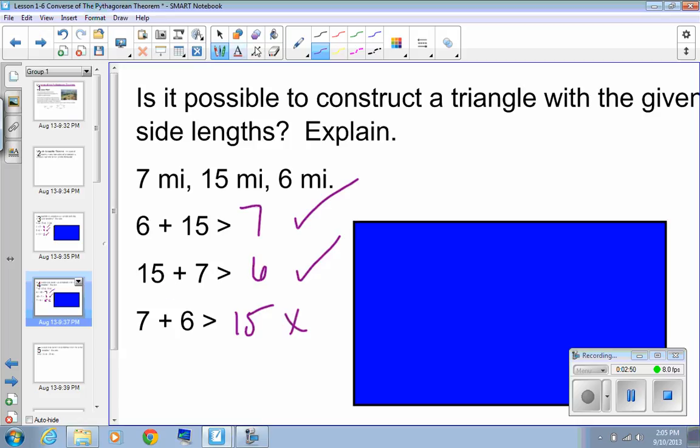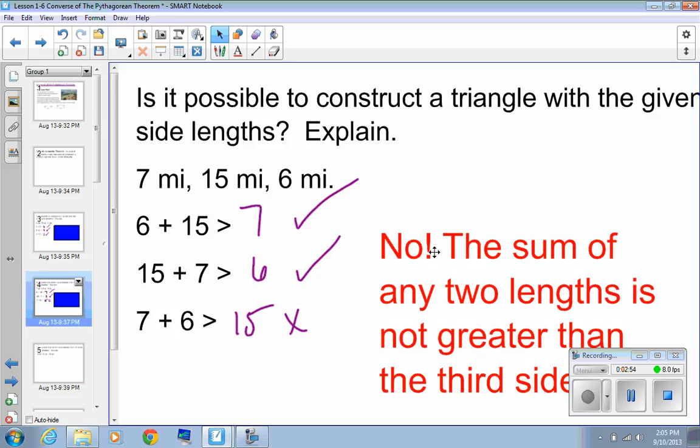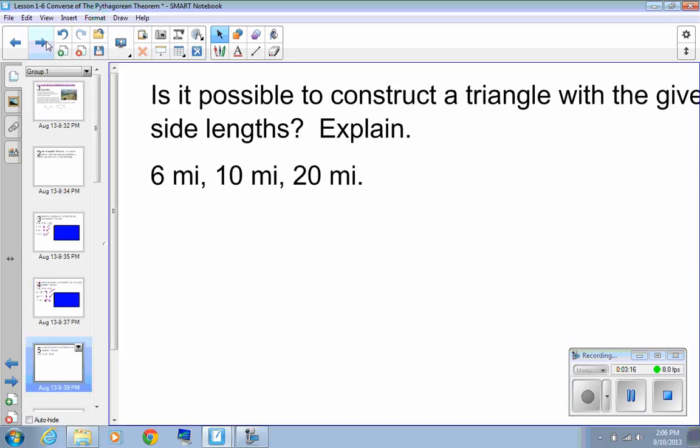7 plus 6 is 13, and 13 is not greater than 15, so it would not form a triangle. When we try to draw this triangle, it wouldn't match up. If you're getting confused about which ones to add, I would start with the 7: 7 plus 15, 7 plus 6, and then 15 plus 6. We'll look at another one together.